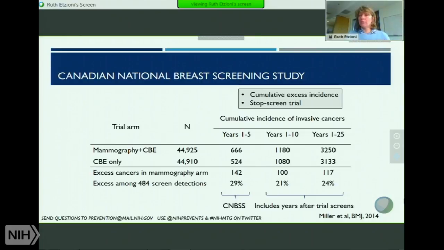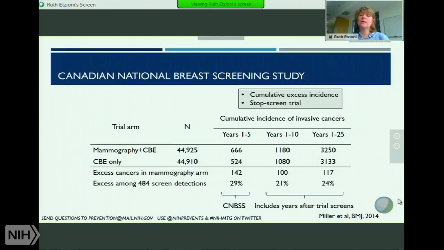estimate of overdiagnosis that was presented in a stop screen trial after a long follow-up, giving plenty of time for overdiagnosis to become unbiased. So in fact, this is a good design and a long duration to estimate overdiagnosis. But there's a difficulty with this trial, and I think in all stop screen trials, with determining what the right denominator is for the excess cases. So the table shows the excess cancers at different points of follow-up, but these are all divided by the 484 screen detections in the first 5 years.